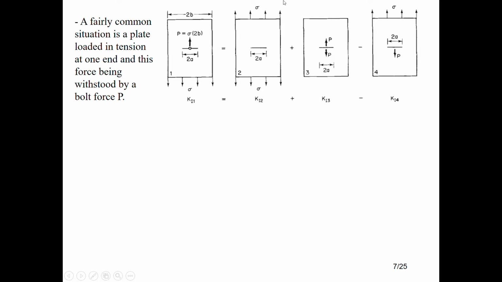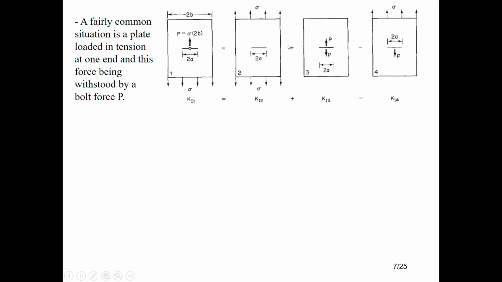At both sides, plus a crack where you have two bulk force P, and then you need to minus a situation where you have a crack and then only one situation of 1P force bulk, because it is mentioned here the plate is loaded in tension at one end, so you need to remove the load at this end so that you only have one end.